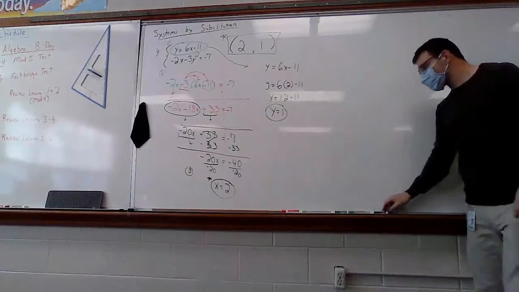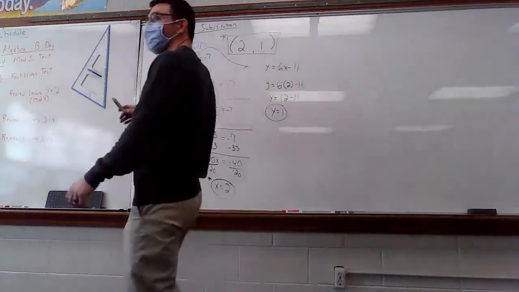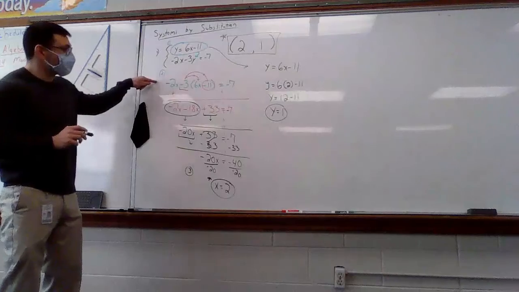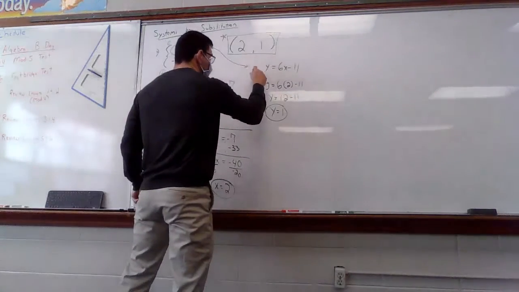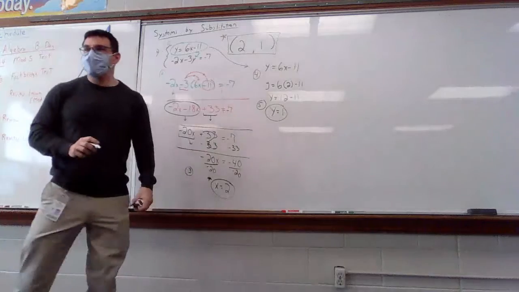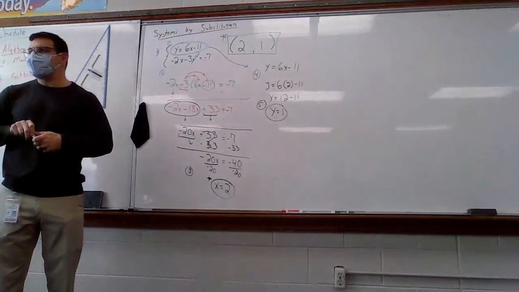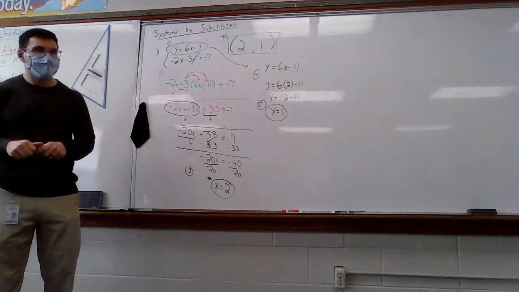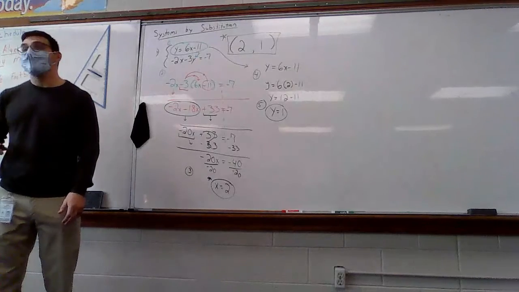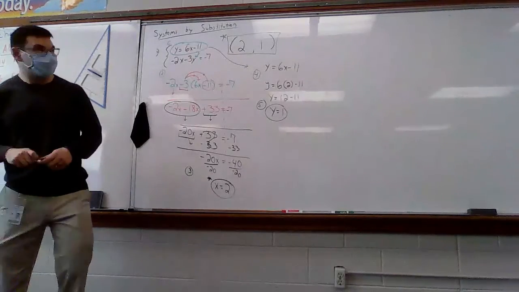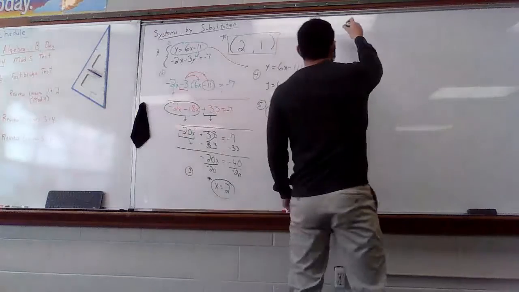Questions so far? So step 1, we see if there's a variable already isolated. Step 2, we substitute in. Step 3, we solve. Step 4, we substitute again. Step 5, we solve. So it's really 5 steps-ish. And you're like, man, Mr. H, that was confusing. Yeah, I know. That's only one time. Can we try another one? Okay. Let's go to number 2.